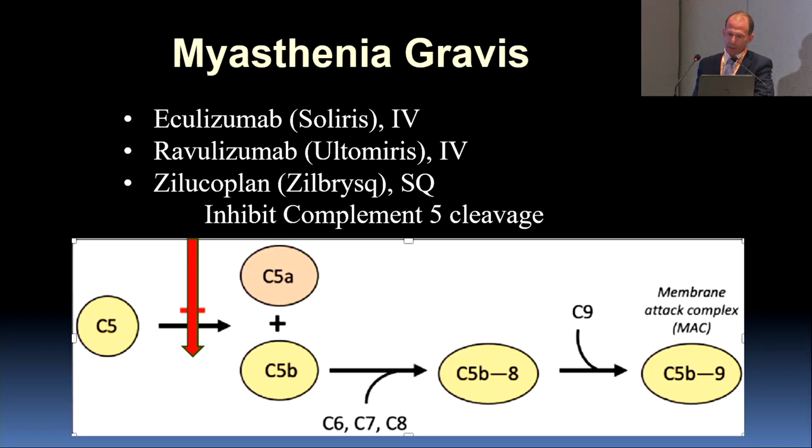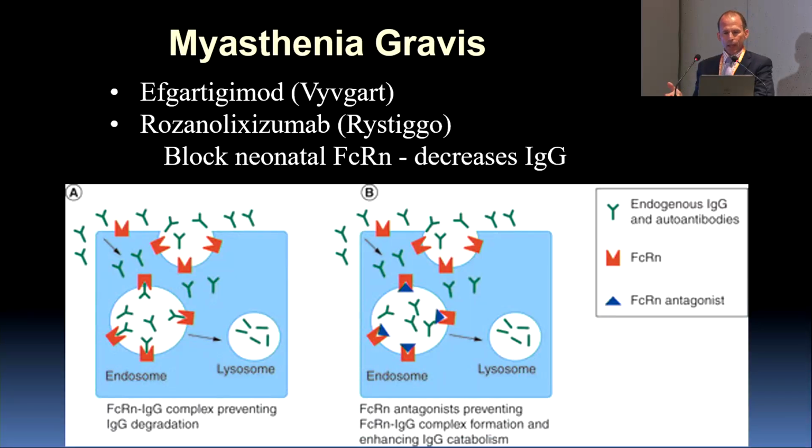The second class of drugs used for myasthenia are efgartigimod and rozanolixizumab, which both block neonatal FC receptor. So in the bottom left diagram, what happens is these FC receptors bind to immunoglobulins and allow them to get into the cell where they can't be degraded by extracellular mechanisms. So if you block these receptors, then you block getting the immunoglobulin into the cell, and it can be more easily degraded. So it decreases the IgG and inflammation.